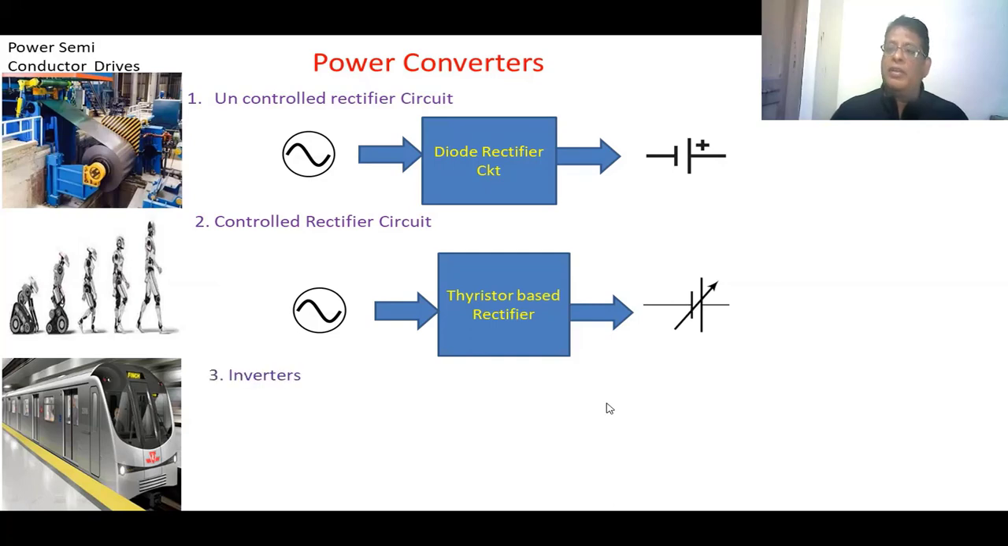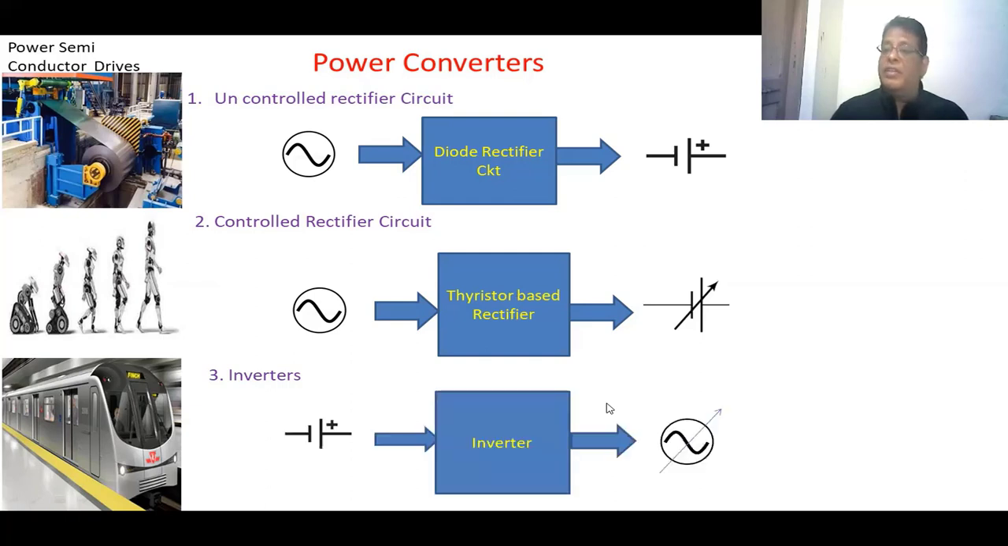The third one is the inverter. Suppose the input voltage is DC and the motor requires an AC supply, then we have to go for the inverter circuit. It is the power electronic circuit which converts the fixed DC voltage to a variable AC voltage, in which we can vary the voltage as well as the frequency.